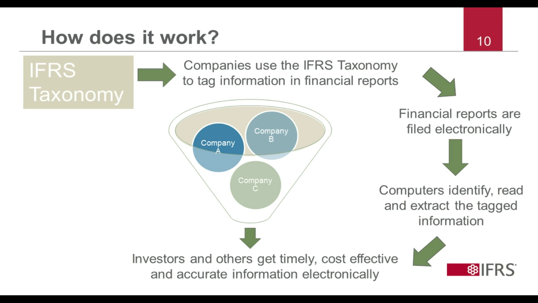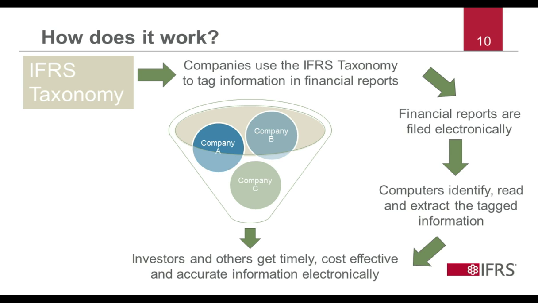So how does it work then? Well, companies use the IFRS taxonomy to tag information in their financial reports. Each of the individual items of information, whether it's a figure in the primary financial statements or some information that's provided in the notes, will be tagged with their individual element name, their individual tag.